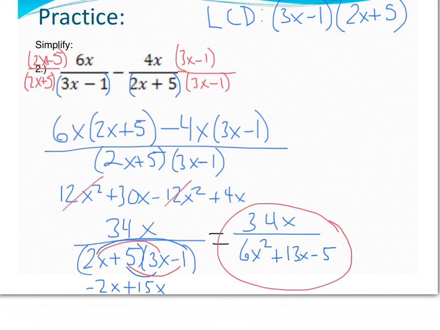Coolio. So make sure you remember to FOIL that denominator back together, or whatever you need to FOIL back together. Anytime you see parentheses, if you're going to have your final answer, you shouldn't have parentheses in there. You want to put it back together. So 2x times 3x gives me 6x squared. 2x times negative 1 gives me negative 2x. 5 times 3x gives me 15x. Combine those two middle ones to be 13x. And then 5 times negative 1 gives me negative 5. I'm all done. Good to go. Man, that's awesome stuff.